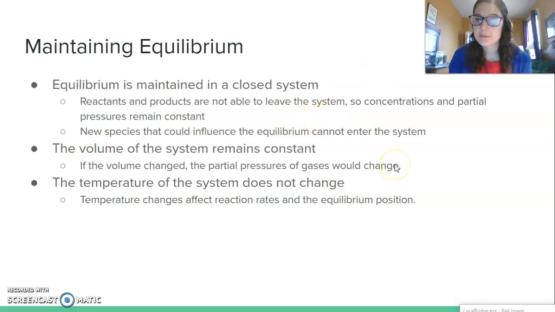The volume of the system must also remain constant. This is really important in terms of gases. So if the volume changes, the partial pressure of gases would change, which would change the rate that the reaction would occur, and it would change the equilibrium of that reaction. And again, the temperature must not change, because temperature is also going to affect reaction rates because it affects the average kinetic energy, so the number of successful collisions, either in the forward or reverse reaction, and the equilibrium position where equilibrium occurs.